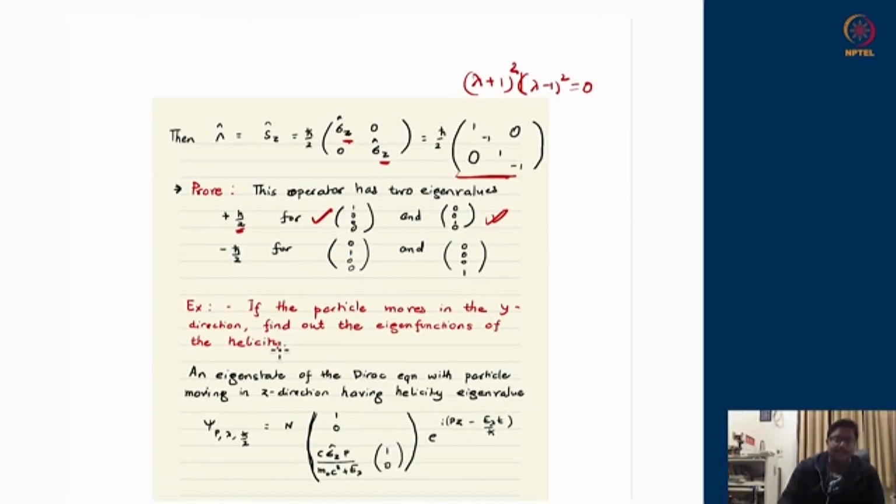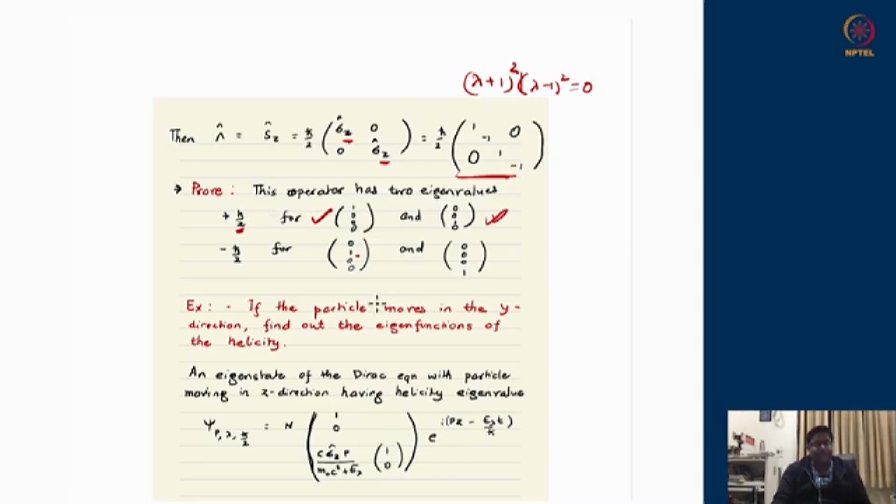While if I put 1 in the second place, 0, 1, 0, 0, then it is an eigenstate of the operator sz, or helicity operator, with minus h bar by 2. And similarly, 0, 0, 0, 1 is also an eigenstate of the helicity operator, or sz operator, with eigenvalue minus h bar by 2.